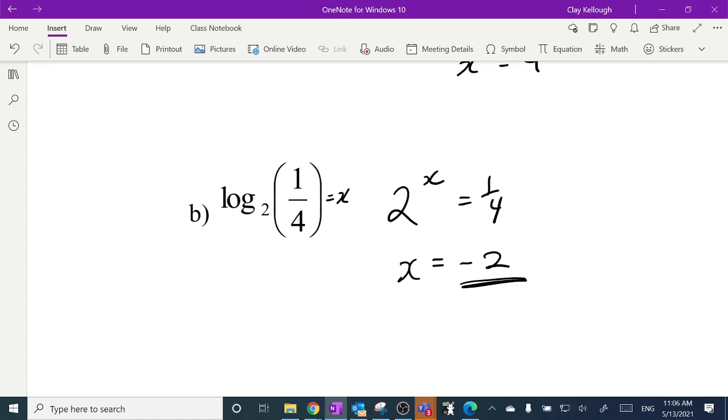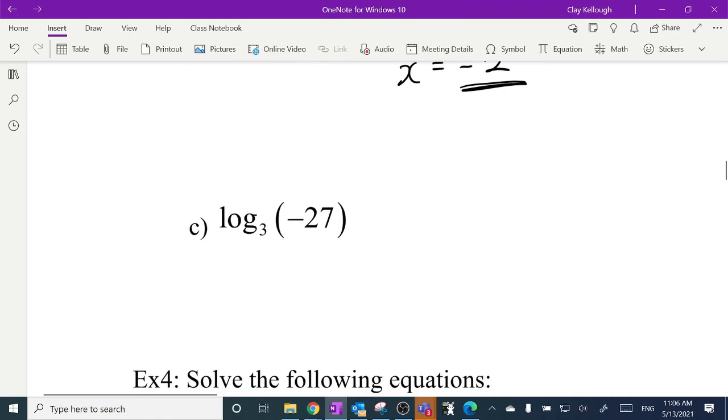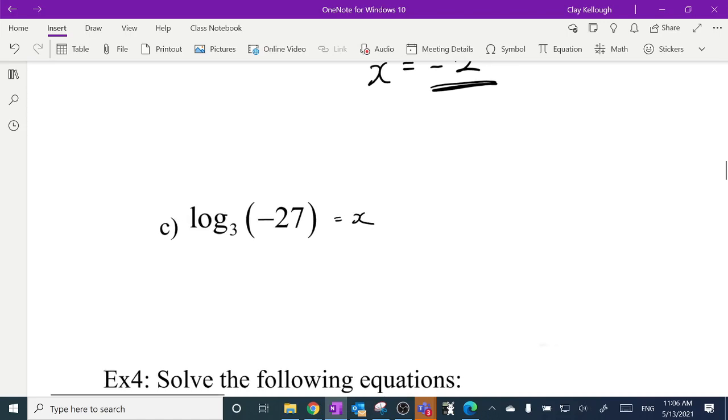All right, let's try C. Log to the base 3 of -27, and again I'll say is equal to x. So let's rewrite that in exponential form, because look what it's asking you. It's saying 3 times 3's together until you get to -27.